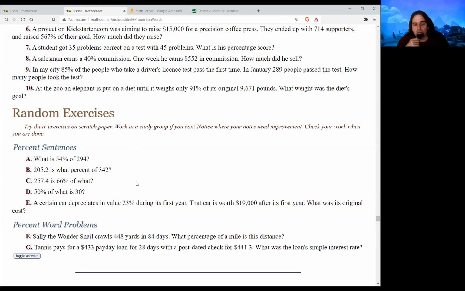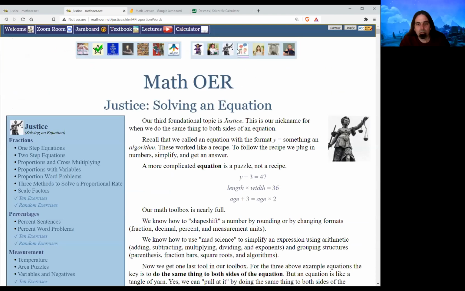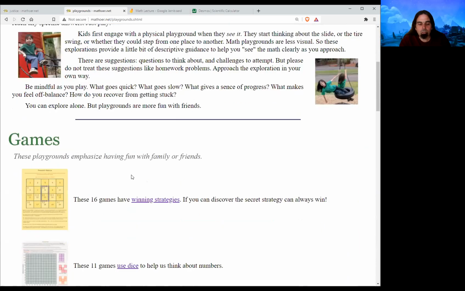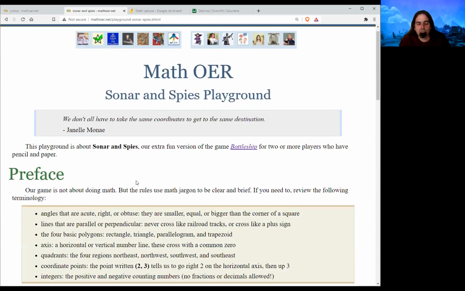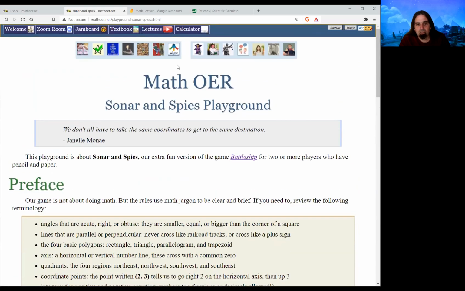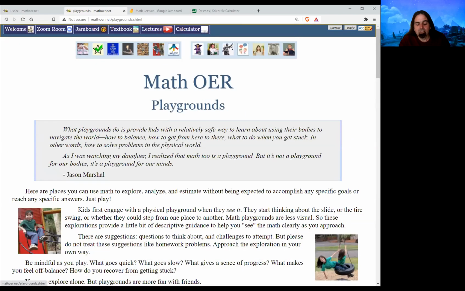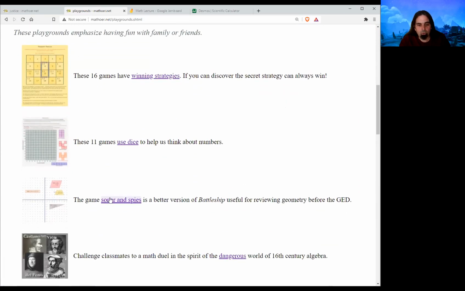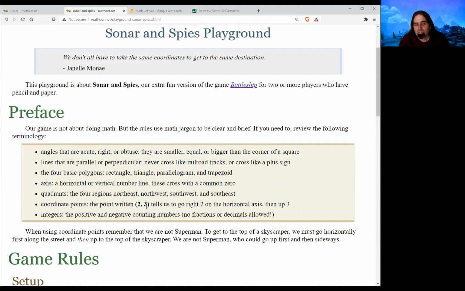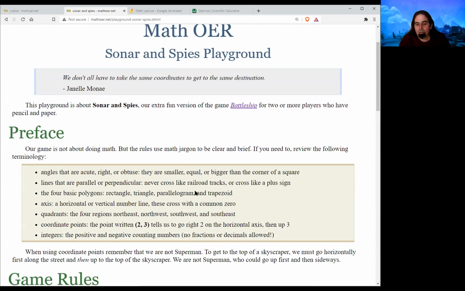You want a break from so much arithmetic? Yes, please. Okay, then I will do a presentation, but maybe we'll do a break first. So there's a playground with the Sonar and Spies game. So again, I click on the playgrounds, and then I go down, and the third thing is Sonar and Spies. So let's take a little 5-minute break, stretch our legs, warm up our beverages, whatever, and then we can play a game together and not have to move numbers about so much. Sound good? Yeah. Okay, I will see you all soon.